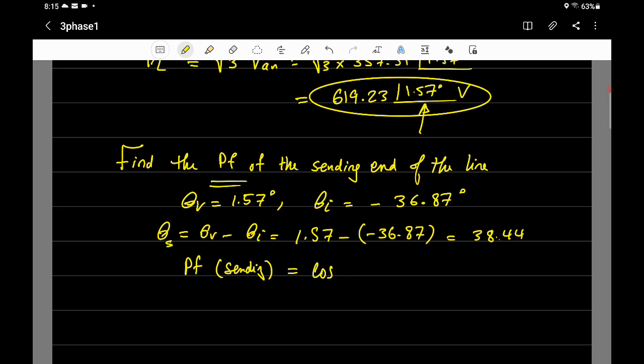We call it, at the sending end, theta S. So cosine 38.44, you'll find, is equal to 0.783, but it's not right. You should write lagging or leading. How do you know lagging or leading? You look at theta. Is it positive or negative? Positive, so you write lagging.